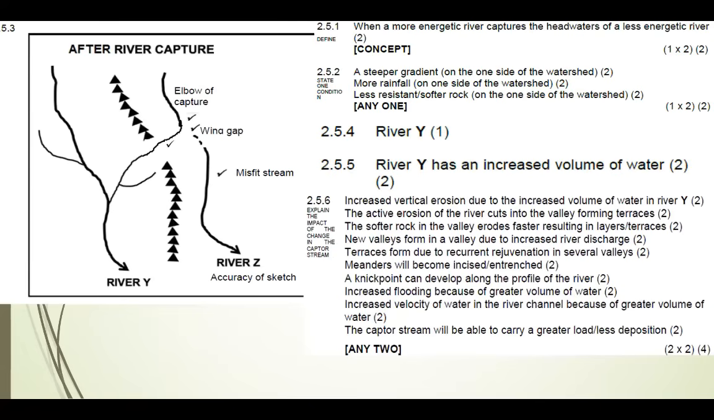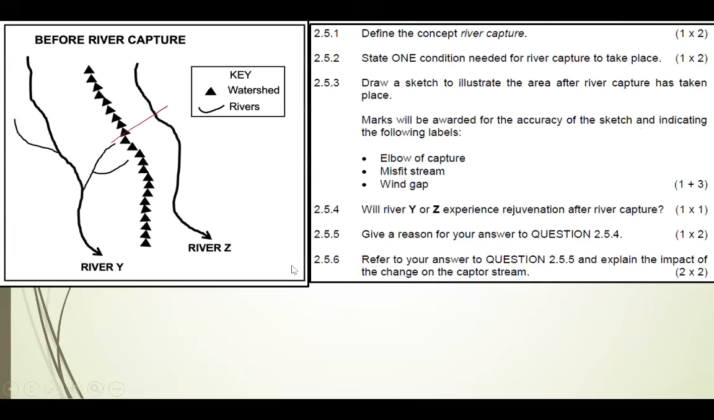So this is river Y. It is going to experience rejuvenation because it's going to gain more water. But river Z cannot rejuvenate because it has lost water, so it has lost energy. The question: give reasons for your answer. We have already given that answer. And explain the impact of the change on the captured stream.